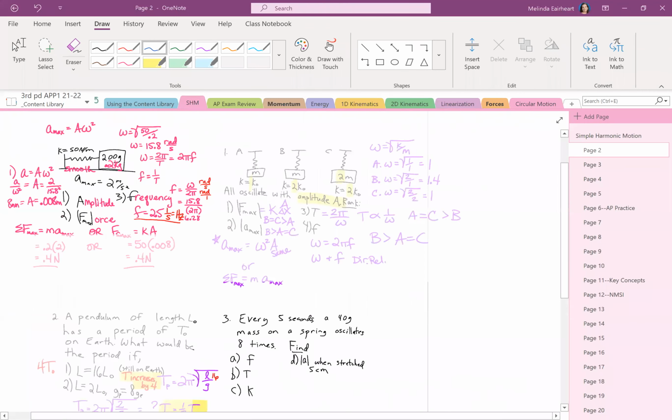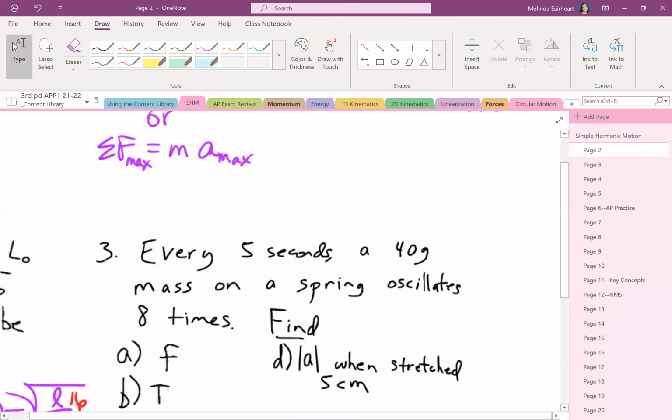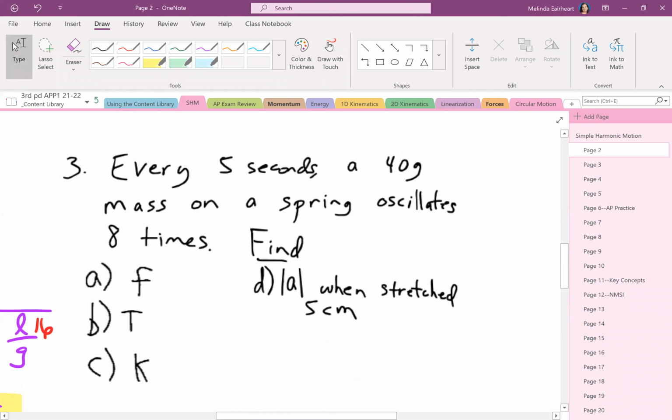Every 5 seconds, a 40-gram mass on a spring oscillates 8 times, okay? Careful there. Did they give us the period? Is the period 5 seconds? That's the time for 8 oscillations, okay?